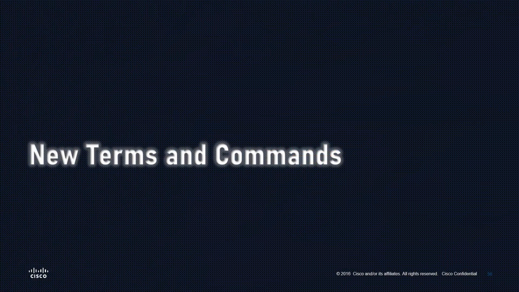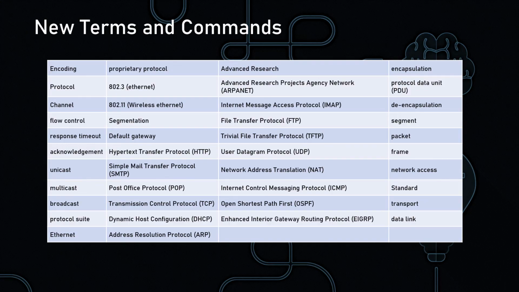So here are some new terms and commands we looked at for this chapter: encoding, protocol, channel, flow control. Obviously, you guys know how to read, but it just gives you a quick rundown of some things that are considered important for our discussions today.